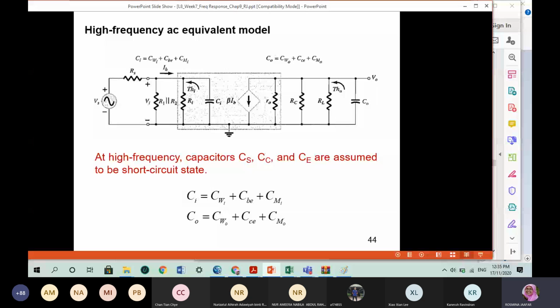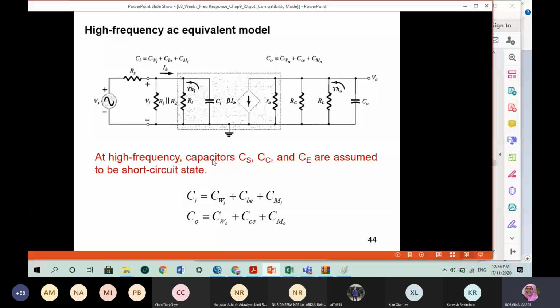Similar to the low frequency response analysis, if we evaluate the high frequency analysis, the equivalent RE model can be separated into a hybrid circuit where you can separate the input from the output. Here you will see the wiring capacitance, CBE, CMI. At the input side, total CI is CWI plus CBE plus CMI. At the output side, CO is equal to CWO wiring effect plus CCE plus CMO. CI will be at this side, CO will be at this side.